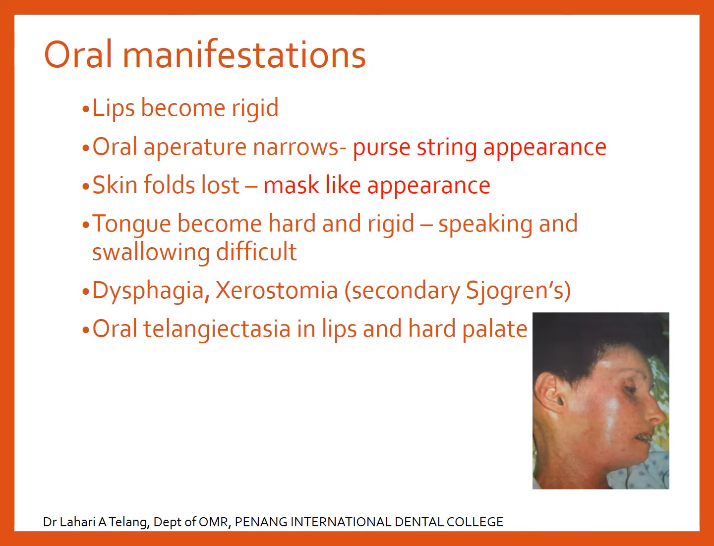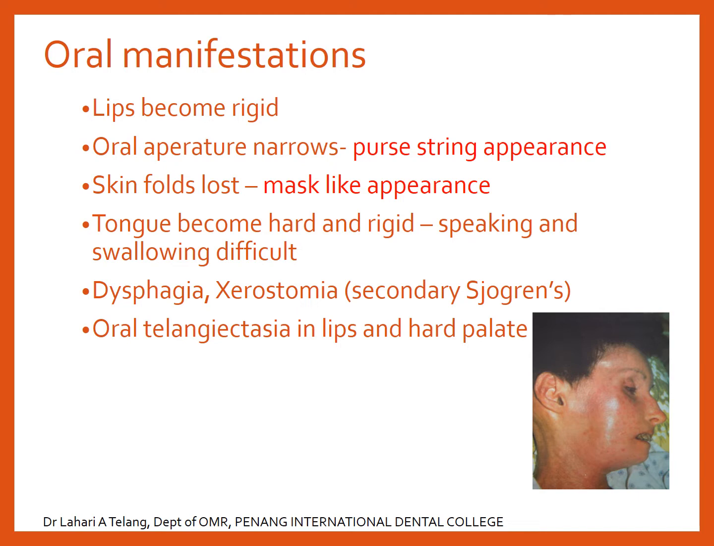So, looking at the progressive systemic sclerosis and the more localized version, the oral manifestations would be lips becoming rigid, oral aperture narrows, which is also called a purse-string appearance. Skin folds are lost, giving the patient a mask-like appearance. The tongue becomes hard and rigid, so that makes speaking and swallowing difficult. There could be dysphagia and xerostomia, which could be secondary to Sjogren's.